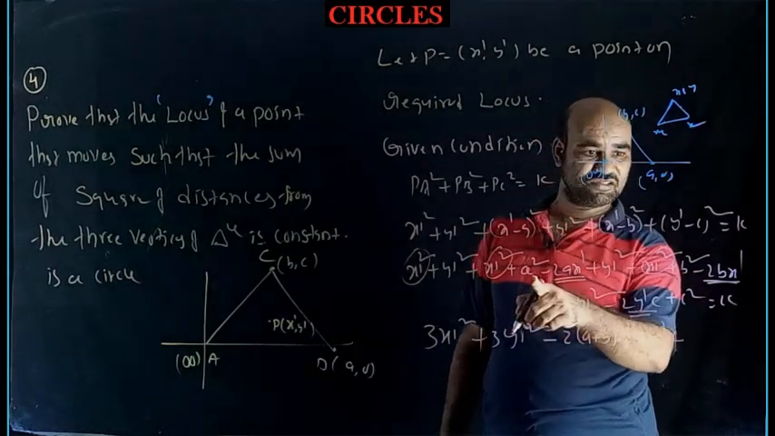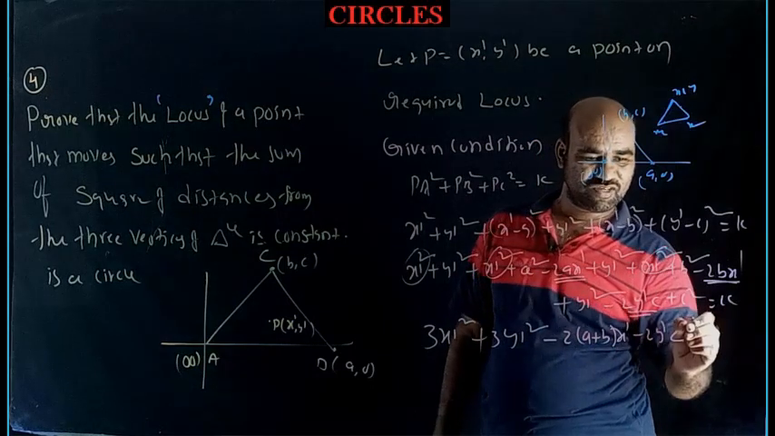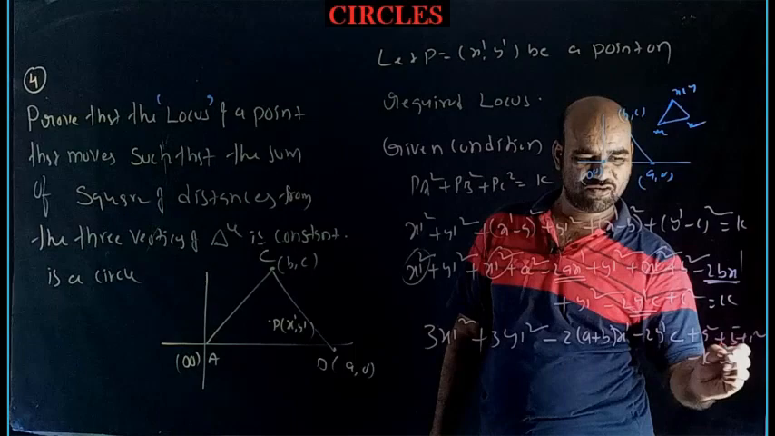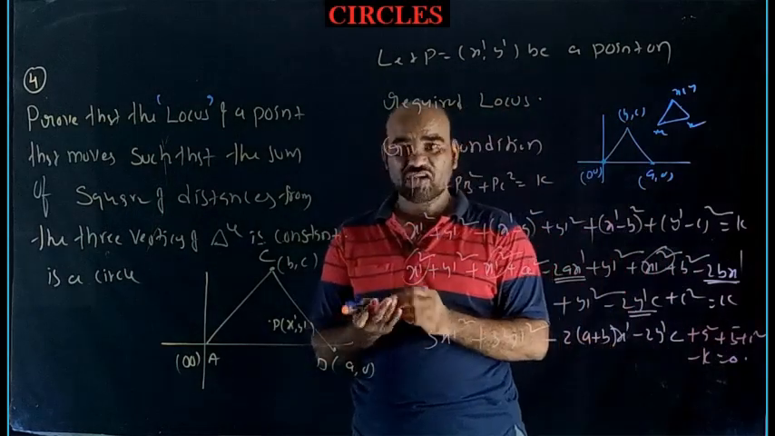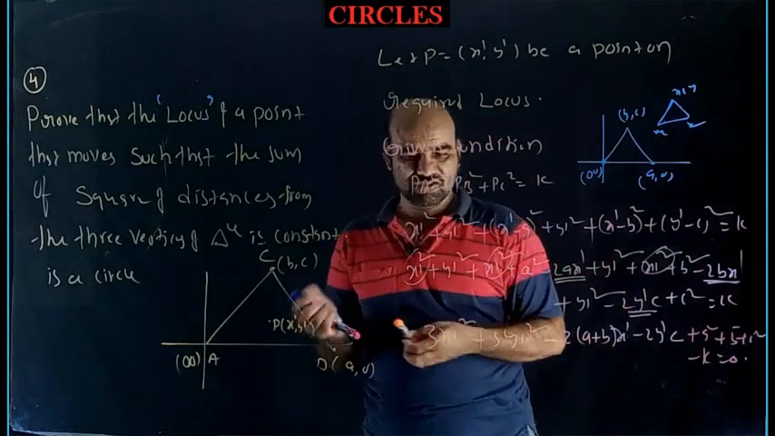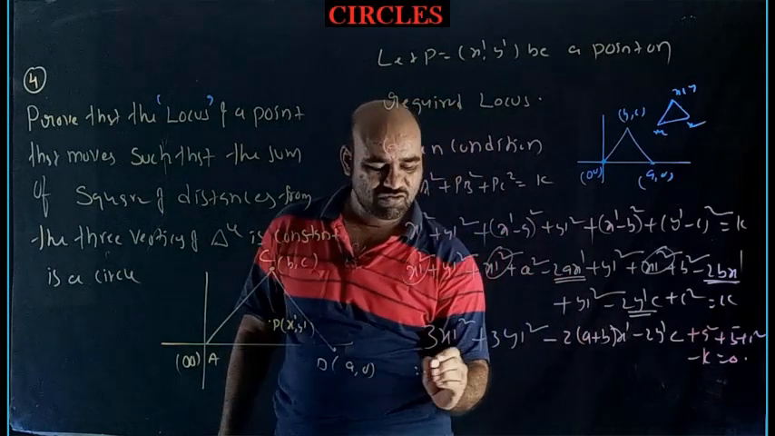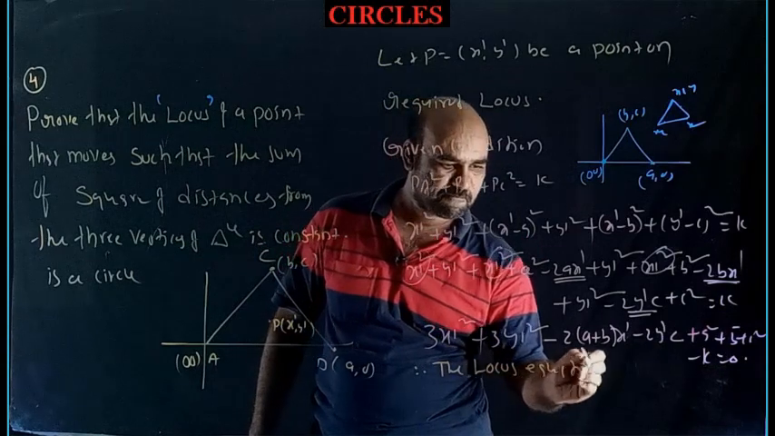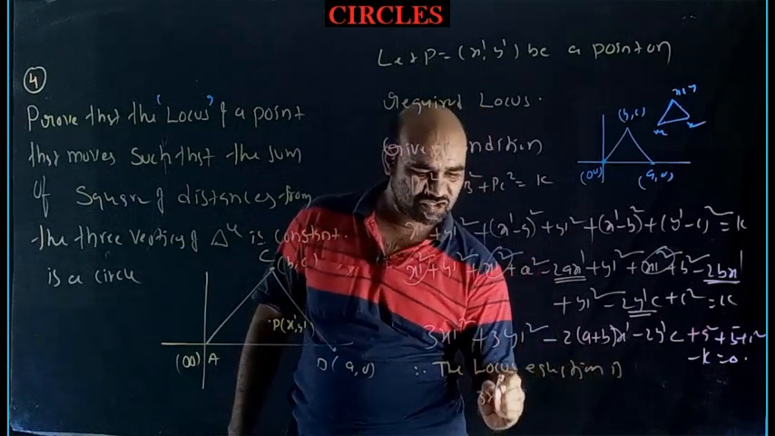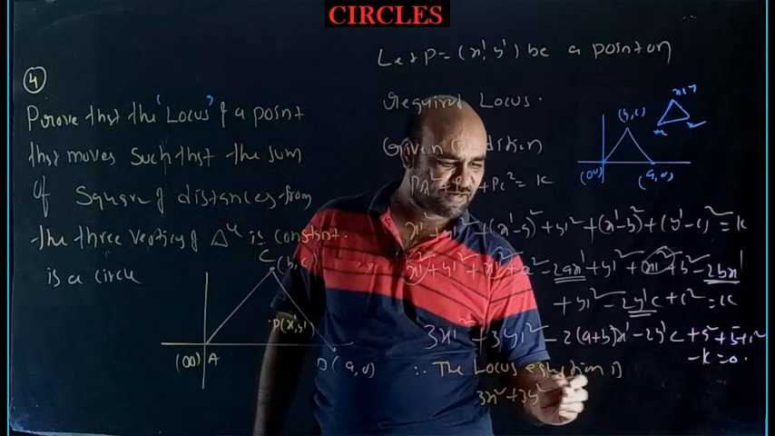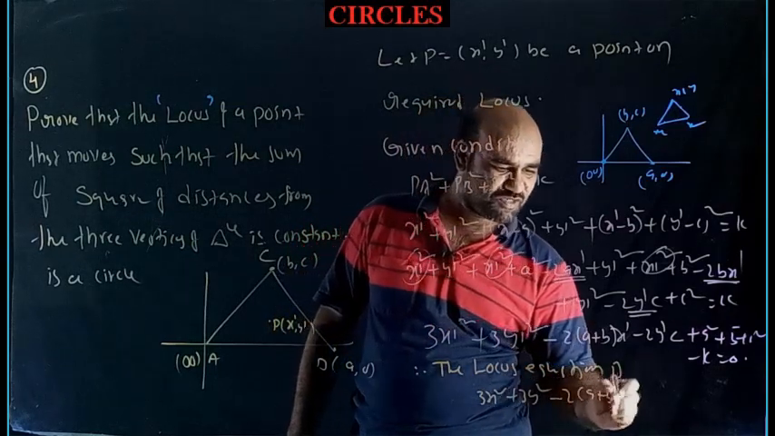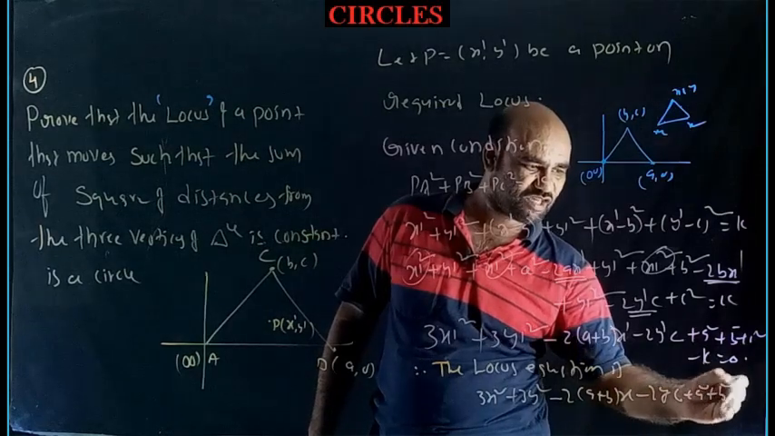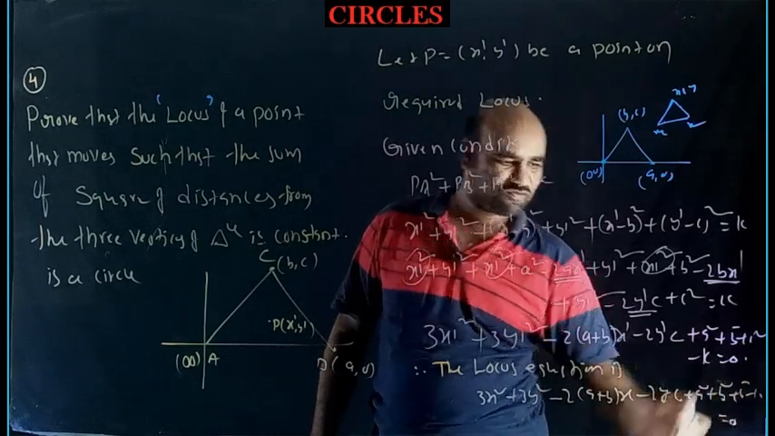a square plus b square plus c square plus a square plus b square plus c square minus k equal to 0. So this is the required locus equation. I want to drop the dashes. The locus equation is 3x square plus 3y square minus 2 times (a plus b) into x minus 2yc plus a square plus b square plus c square minus k equal to 0.